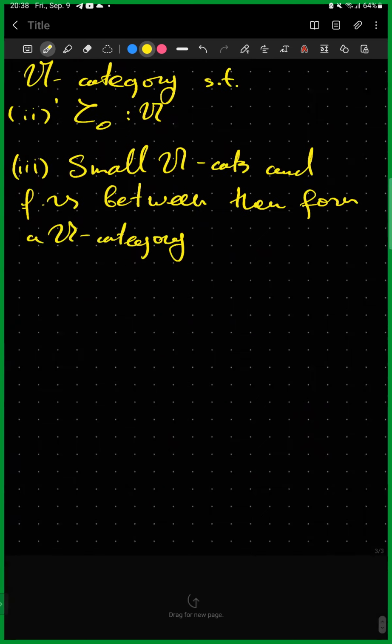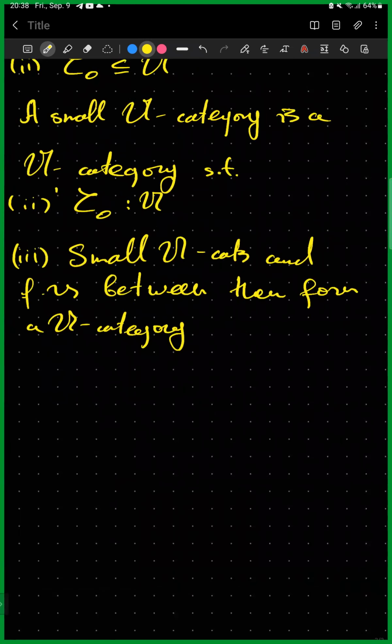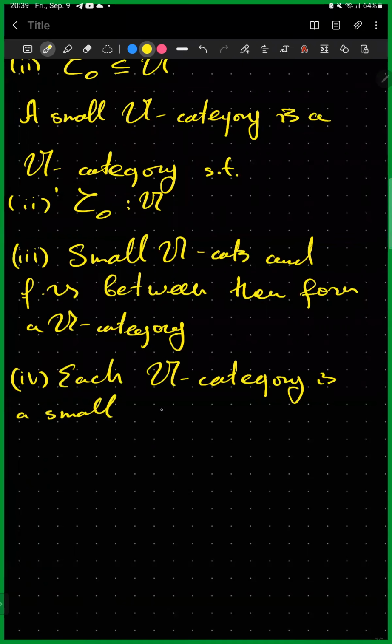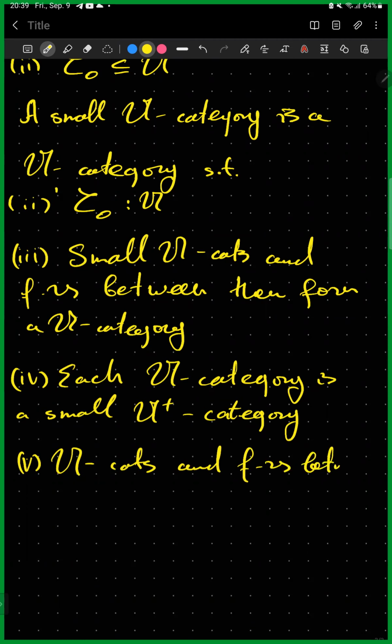Okay, so for U categories we have the following fact: each U category is a small U plus category, where U plus is the successor universe. This implies that U categories and functors between them form a small U plus category.